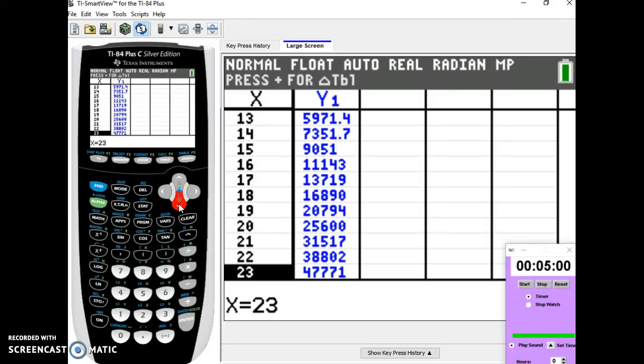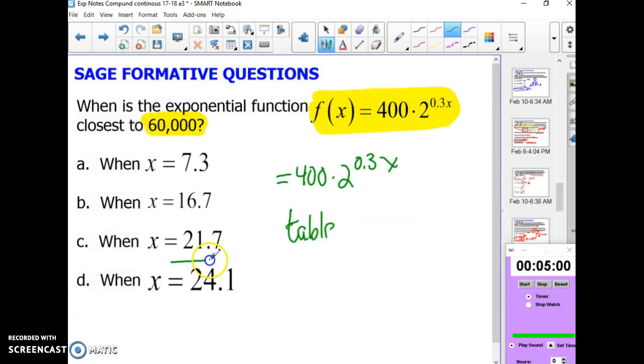So let's keep going. 23, 24. I'm really close to 60,000. At 25, I'm past 60,000. So here's the thing. The answer then is 24.1. Check, check.